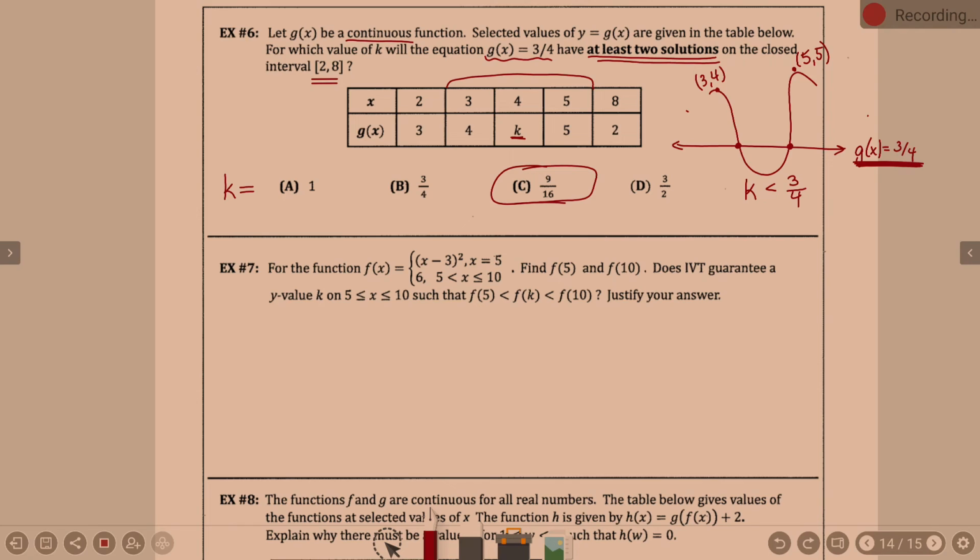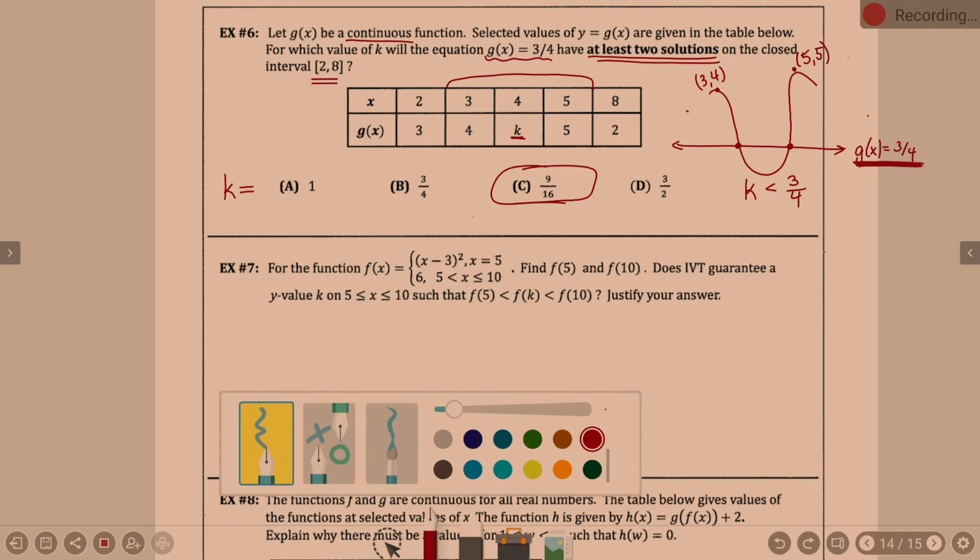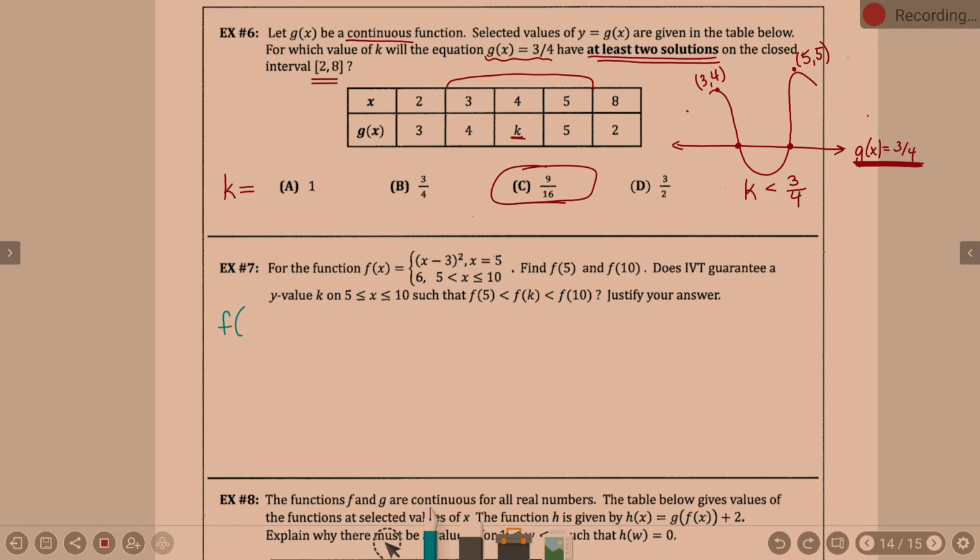With that in mind, it starts off saying find f of 5 and f of 10. Shall we do that? What about f of 5? Equals 4. Agreed? How do you figure that out? Since it says when x equals 5, you have to use the top piece. We're plugging 5 in. 5 minus 3 is 2, and 2 squared is 4.